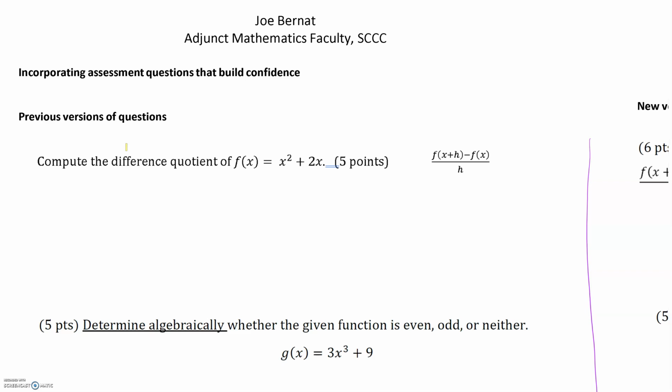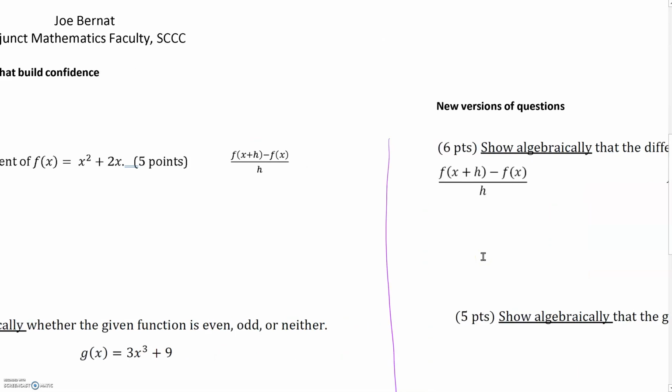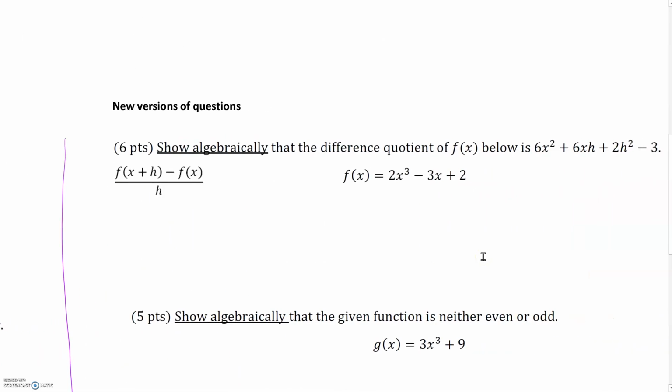And I realized that students that didn't have confidence in their abilities would underperform because they didn't actually submit the work that they were working on. So a small change that I made was to give them the solution. This is a new version of that same type of question, where I ask students to instead show algebraically that the difference quotient simplifies to the answer. And I give them the formula and I give them the equation similar to what we did in the past.